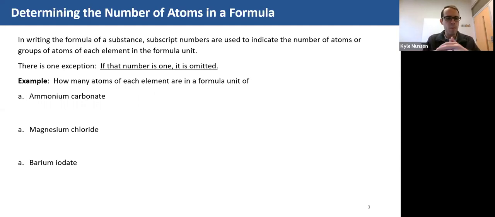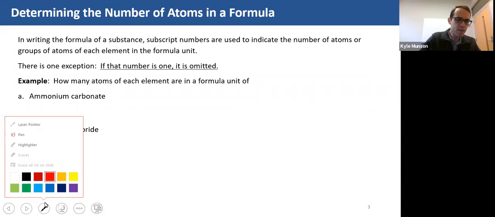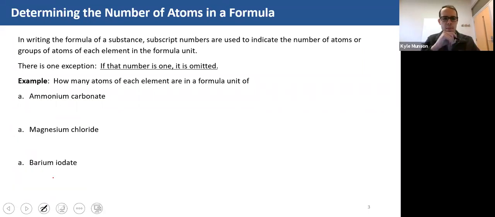The example problems here are how many atoms of each element are in a formula unit of, and then it gives several examples here. So we're going to have to take what we learned about writing the formulas of ionic compounds in chapter 6. That's why that chapter is so important, to apply it to this chapter. So let's write the formula of ammonium carbonate.